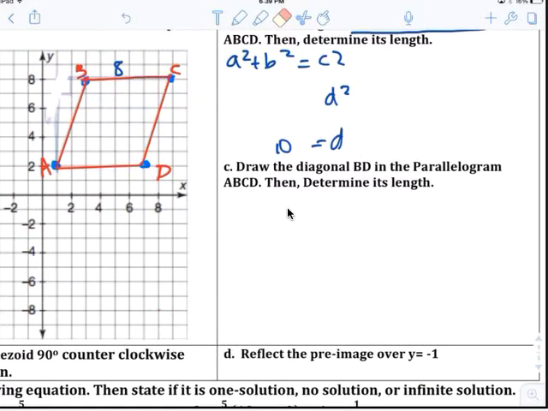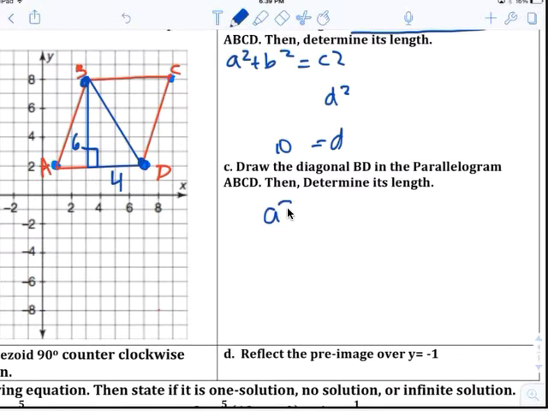Draw the diagonal BD, B to D. Okay, so there's two ways to get B to D. Either you start from up here, go up like that, and there's the right angle. But it's there to there, okay? You see that? Or you can come down, go that way, and then that way. It's 90 degrees here. And each way it's still 4 and 6.